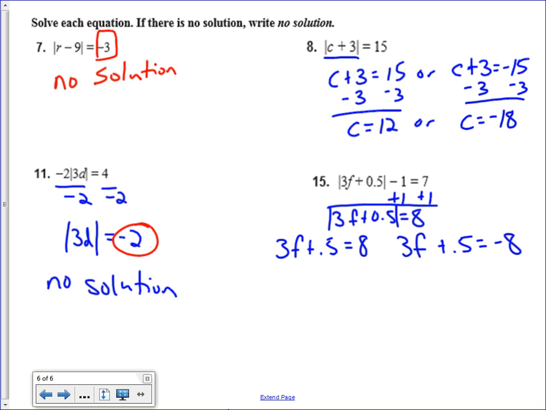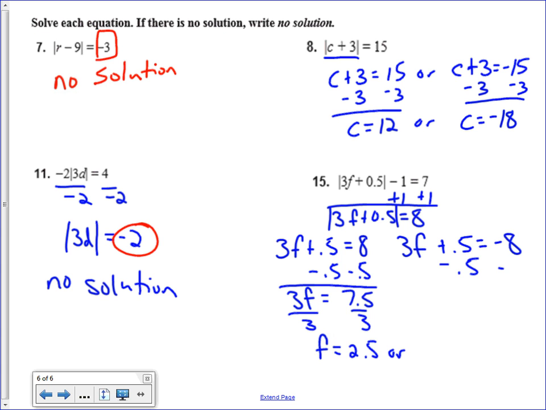So I would minus the 0.5 from both sides here, and I'd get 3f equals 7.5. If I divide by a 3, I'd have f is equal to 2.5. Okay, on the other side here, I would minus a 0.5, and I'd get 3f equals a negative 8.5.